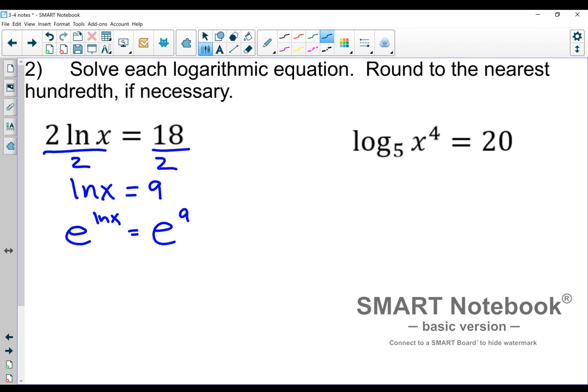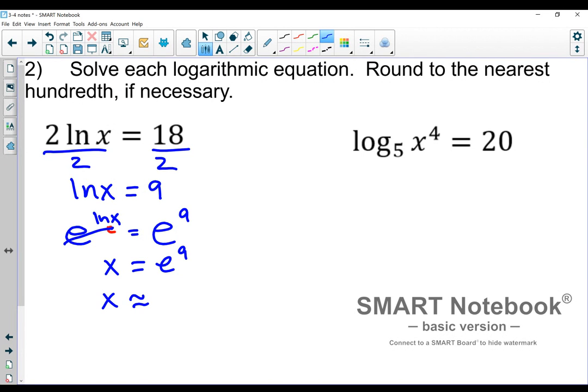Now, the reason that we used e is that our natural log is base e. And we have that property that says if we have e raised to that same log with that same base, it wouldn't have to be e, whatever it is, if it's 2 raised to log base 2 of x, or if it's 3 raised to log base 3 of x, whatever that is, if those bases match, it's just x. So I now have x equals e to the 9th power.